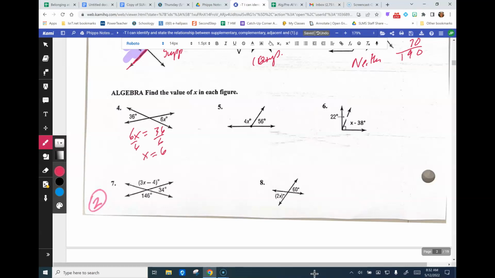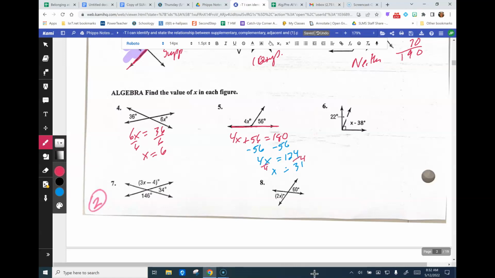Number 5, what do I notice? They're on a line. So that means they are part of the straight angle. A straight angle is 180 degrees, so I have 4x plus 56 is equal to 180. And then we solve that equation. So 4x is equal to 124, divide by 4, and I get x is equal to 31. Oops, sorry, forgot to show my work. Divide by 4. I get x is equal to 31.